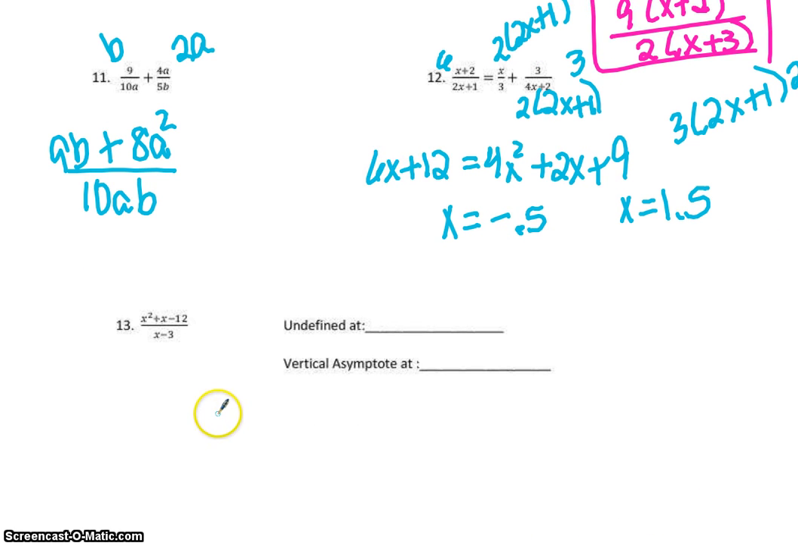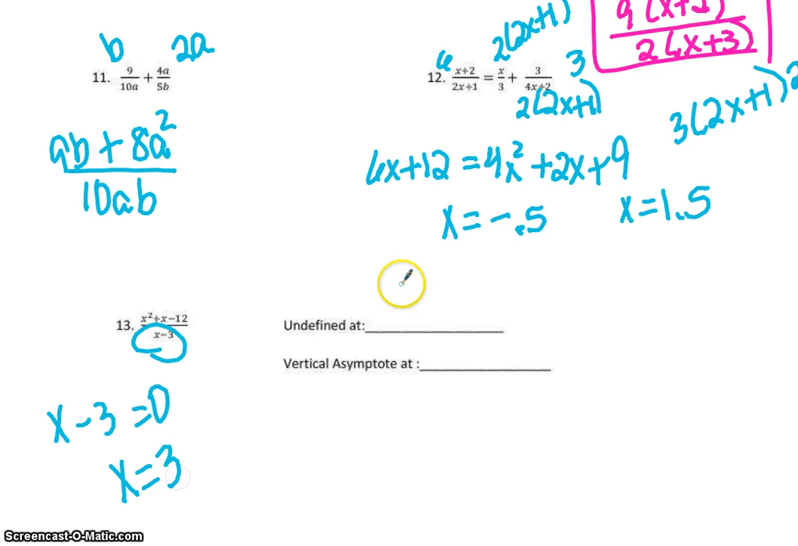Okay, number 13, making you think back a little bit. Undefined means what would make it where there was something illegal in your problem, and it's the bottom. You take that x minus 3 and you set it equal to 0. You cannot have a 0 in the denominator. So solve this for x by moving your 3, and you get x equal 3. So it is undefined at x equal 3, which means that you have a vertical asymptote at x equals 3.